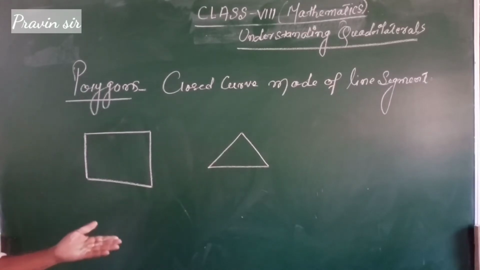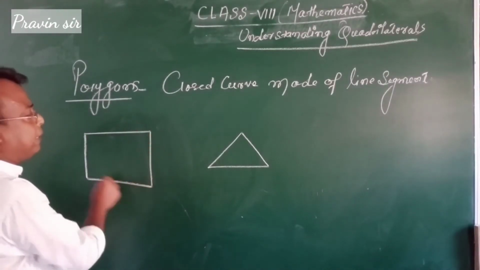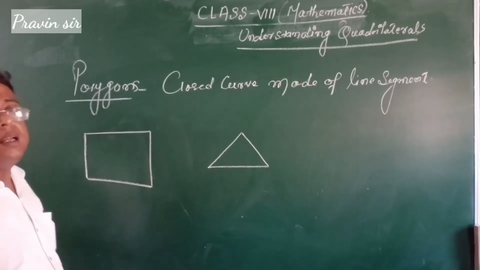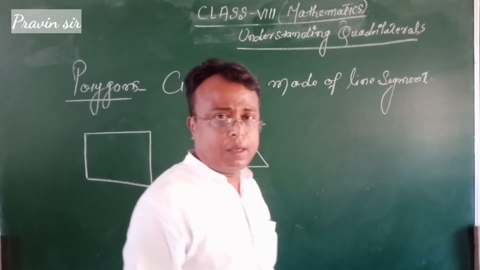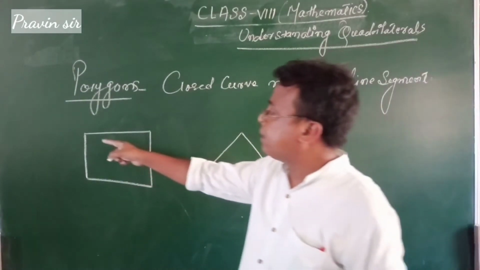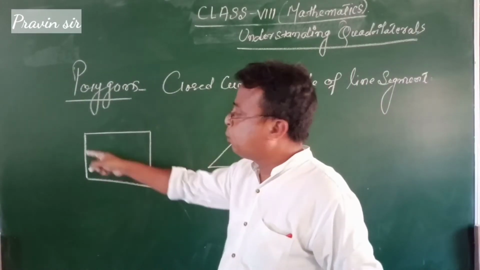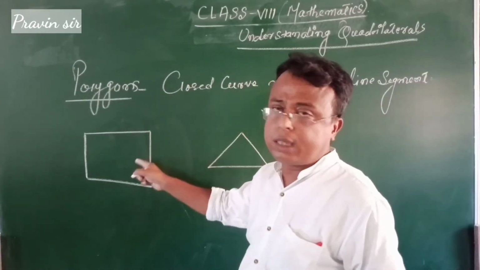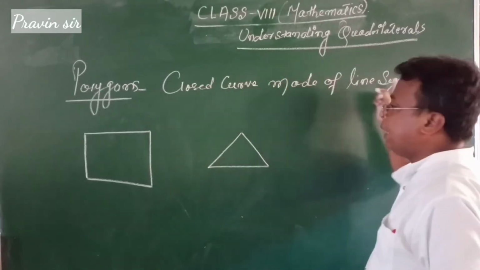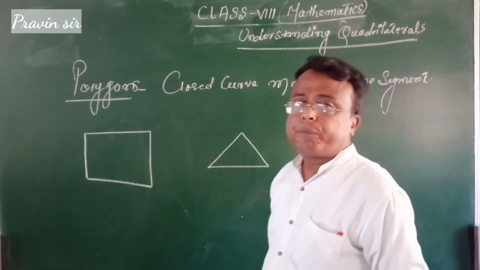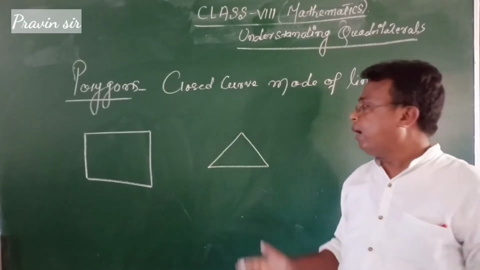Yes, it is a polygon, correct? Because this polygon is made up of line segments. How many line segments are there? There are 4 line segments. Out of these 4 line segments, this polygon is made, and it is a closed curve made up of what? Line segments. Okay, so then how will you define a triangle?